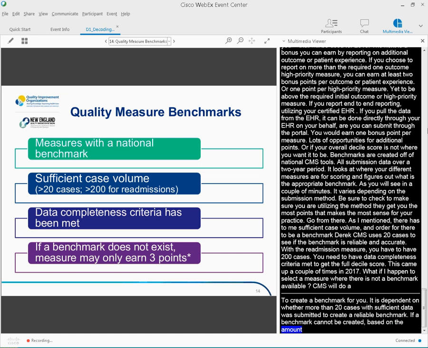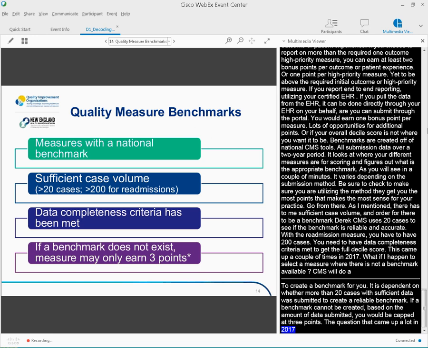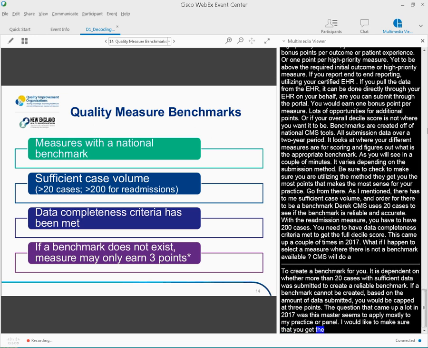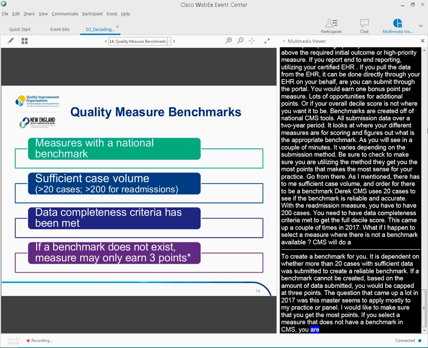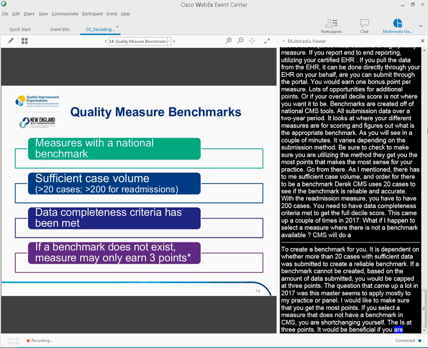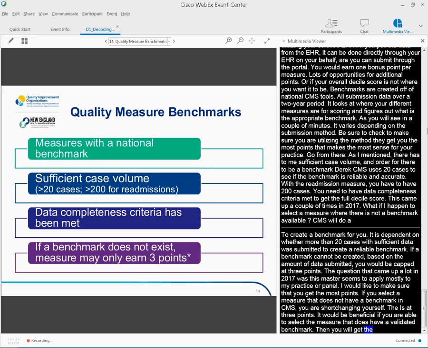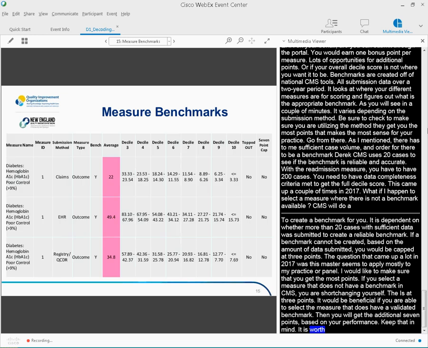So the question that came up a lot in 2017 was, this measure really seems to apply most to my practice or my patient panel, and I would like to make sure that you get the most points. But if you select a measure that doesn't have a benchmark and CMS isn't able to calculate it, you are sort of shortchanging yourself because you're capped at that 3 points. So it would really be beneficial if you're able to select a measure that does have a validated benchmark, because you'll be able to get that additional 7 points potentially based on your performance. So just keep that in mind. It's definitely worth looking into, and CMS doesn't let us know what measures they'll be creating benchmarks for until later on in the year once the data's all been submitted.